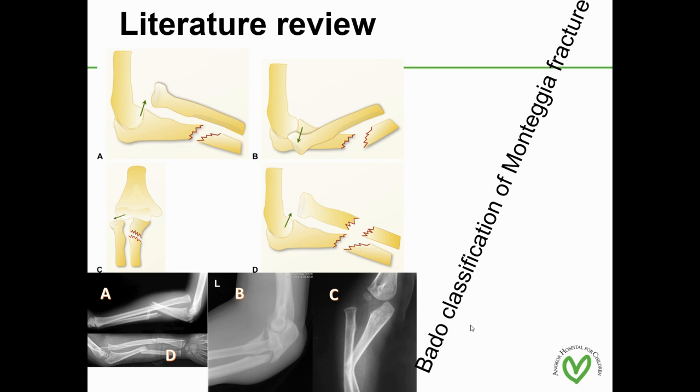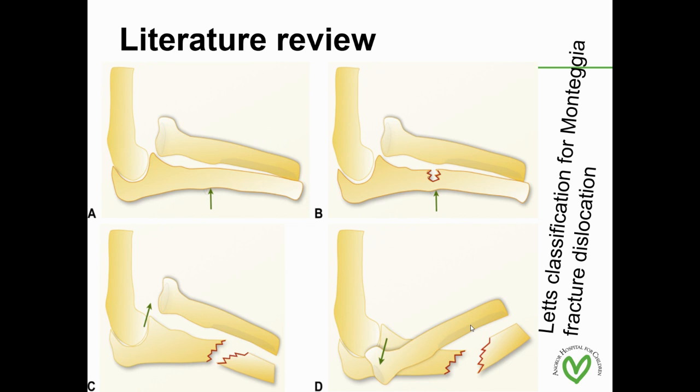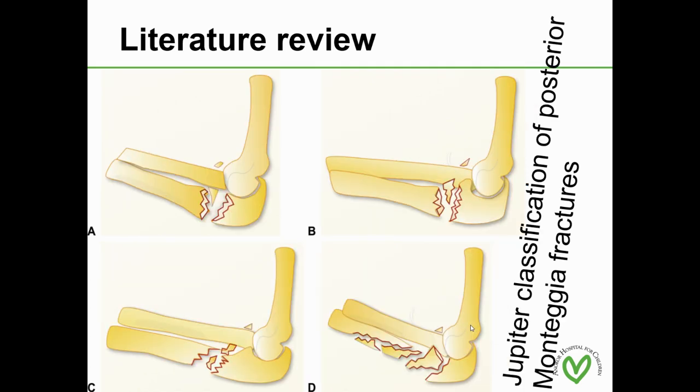Monteggia fracture was divided into three subtypes according to the Bado classification. The Letts classification for Monteggia fracture with dislocation was divided into four subtypes. The Jupiter classification divides the posterior Monteggia fracture into four subtypes also.